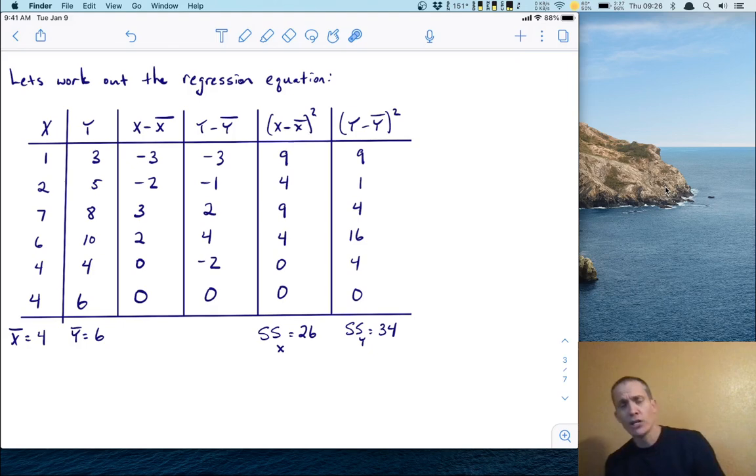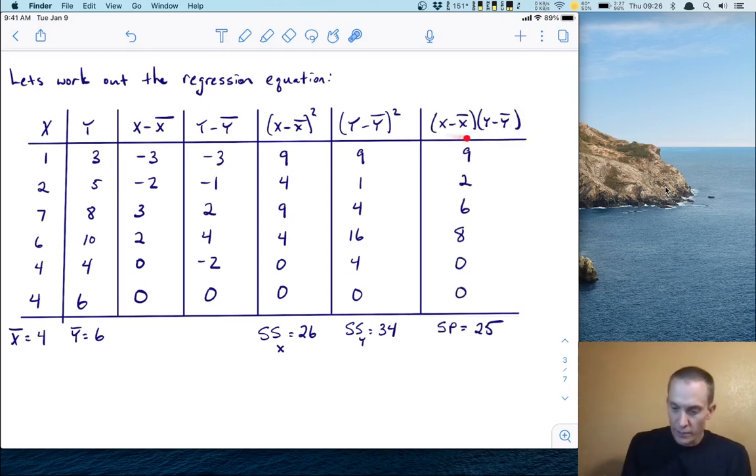Now the new thing, and you might remember from just a few seconds ago, I introduced this notation SP, the sum of products. What is that? What that represents is we're going to take the deviation score for X times the deviation score for Y. So in other words, we're going to make a new column where we find this deviation times this deviation, and then this deviation times this deviation, etc. So let's do that.